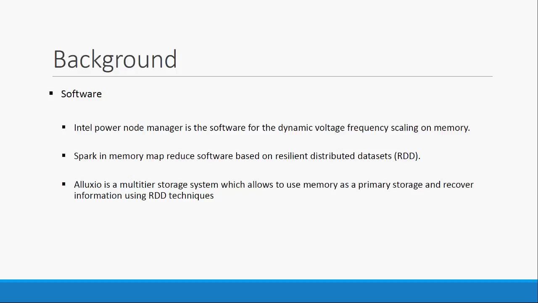Background, software piece. Intel Power Management is the software for dynamic voltage frequency scaling that we use on memory. This is provided by Intel to each motherboard manufacturer, in our case Supermicro, which creates their own program that talks to the Intel Power Node Manager interface in order to communicate commands to the baseboard management controller.